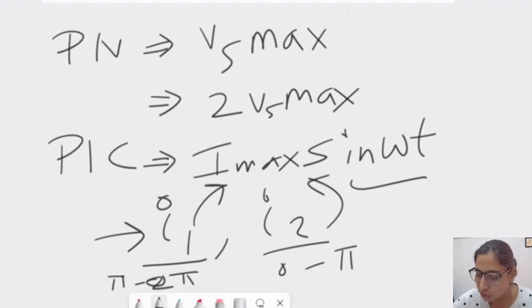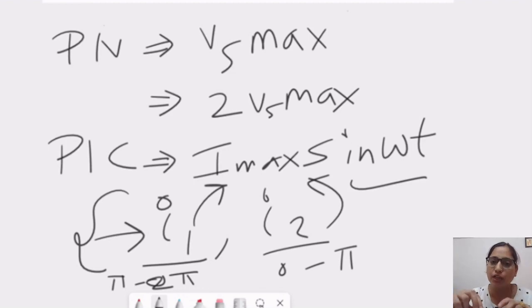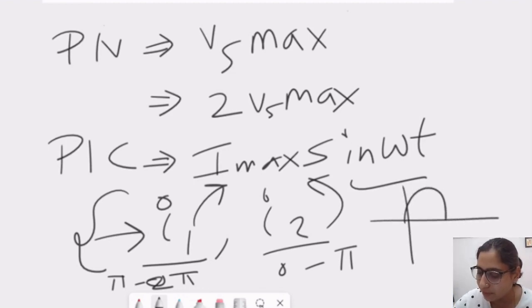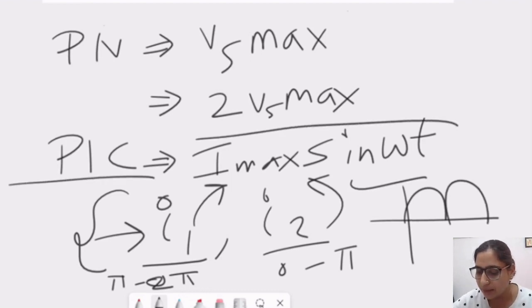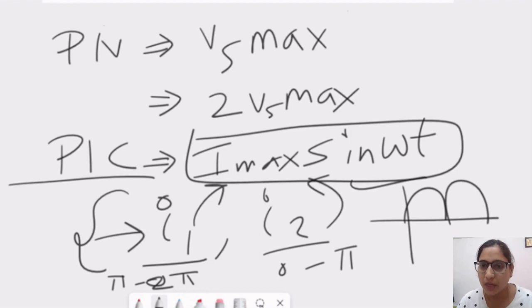So, if we join these I1 and I2, we will get the whole waveform, which is nothing but I max sin omega t, which works in the positive as well as negative half, but shifted into the positive one. So, we are getting the output in 0 to pi as well as pi to 2 pi. So, the peak inverse current is nothing but I max sin omega t, with the condition that from 0 to pi I1 is working and from pi to 2 pi I2 is working.